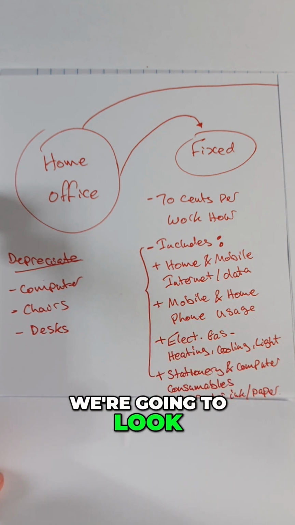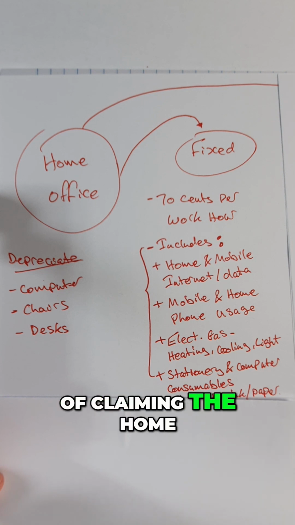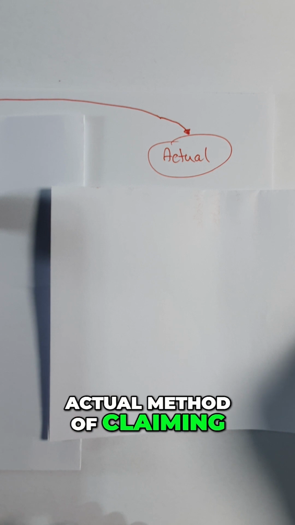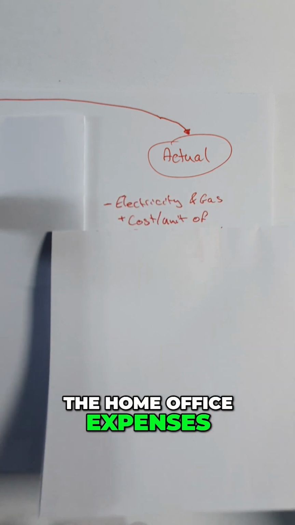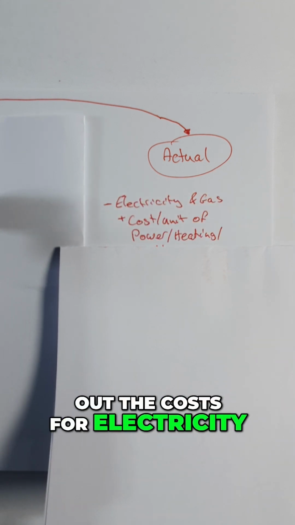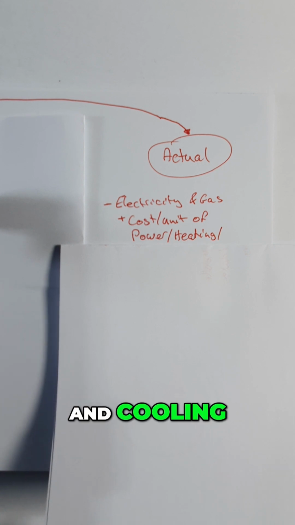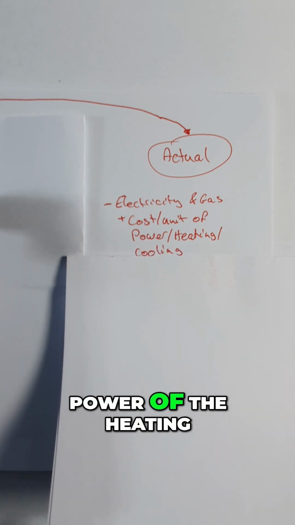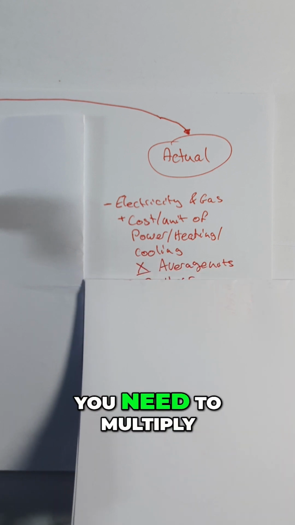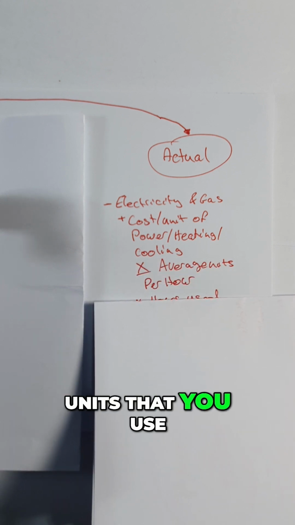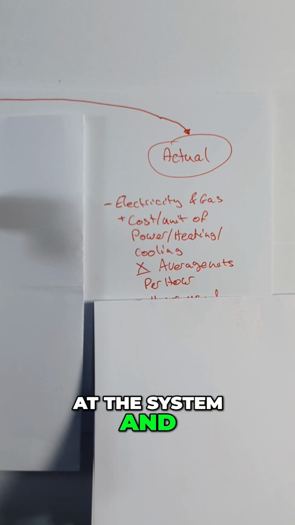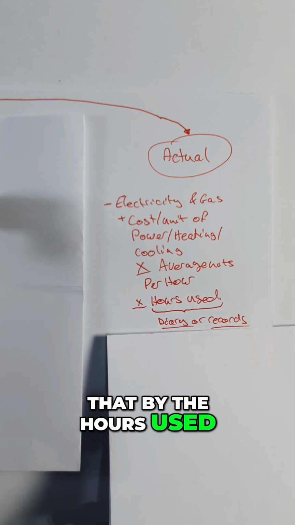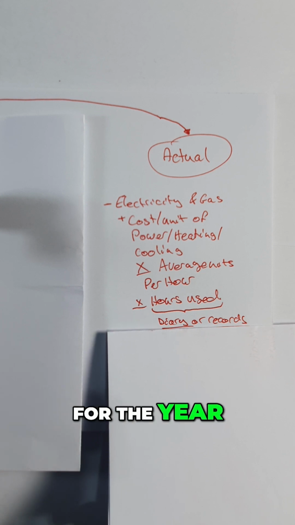Next, we're going to look at the actual method of claiming the home office expenses. If we use the actual method, we need to find out the costs for electricity, gas, and cooling. Ultimately, you need to find out what the cost per unit of the power, of the heating, and the cooling is. You need to multiply it by the average units that you use per hour, so you can look at the system and find out what it uses per hour. And then you multiply that by the hours used for the given period for the year.